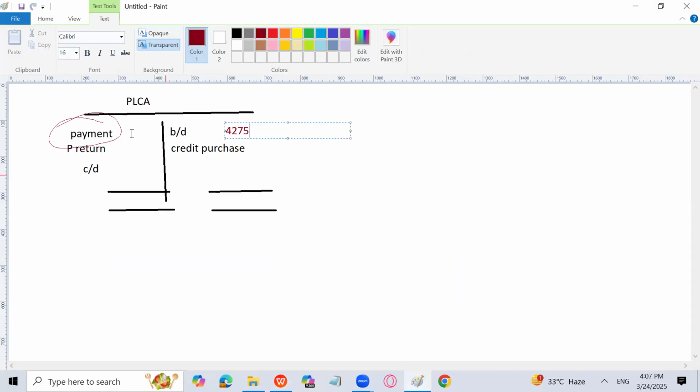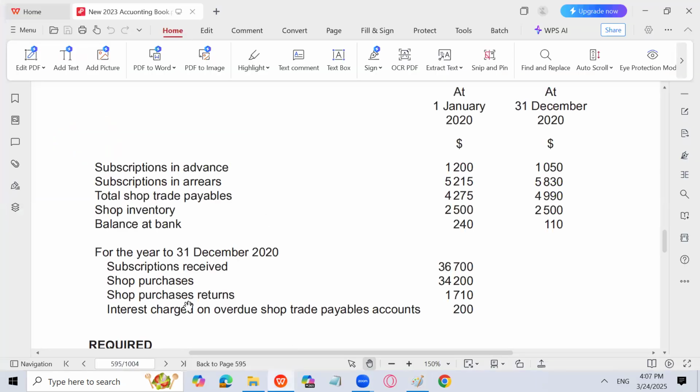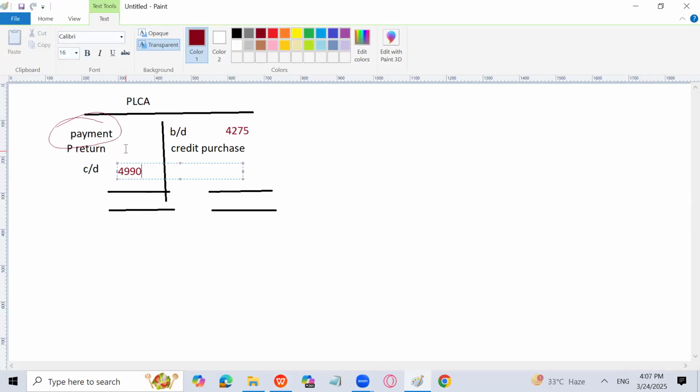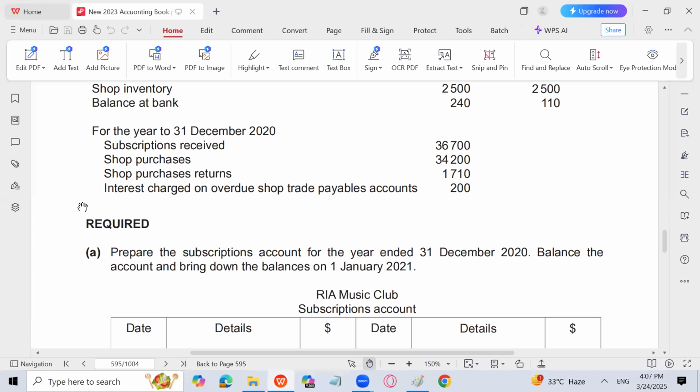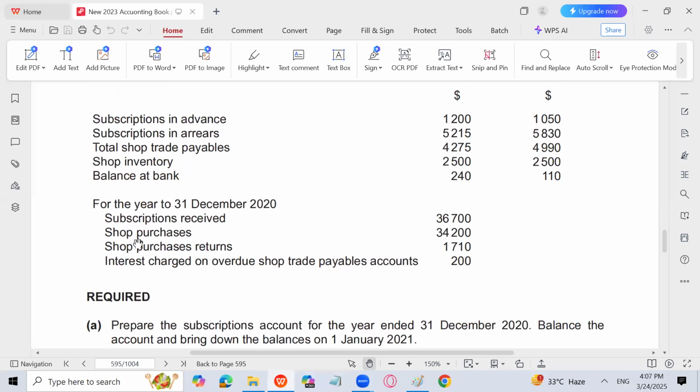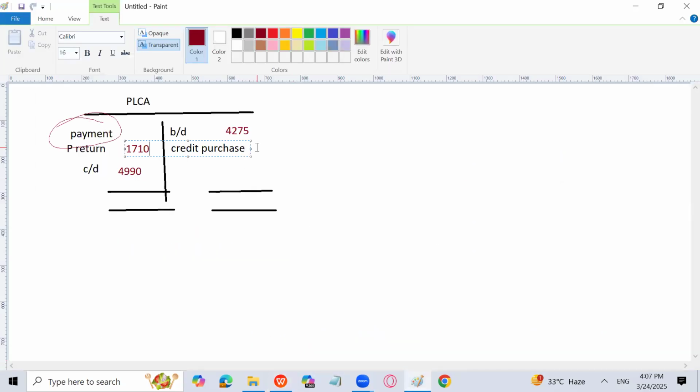Let me write here 4990. Then I will go with the purchase return. Shop purchase return is given, 1710. That will come over here because trade payables are debited because of purchase return. Credit purchases are given in the question. How come, sir? There it is given, shop purchases. This is not payment to shop trade payable because he has informed everything in the question. 34,200 is going to be our credit purchases.